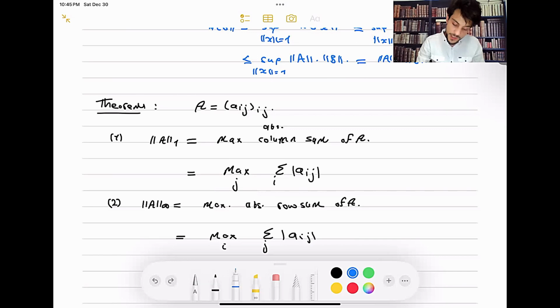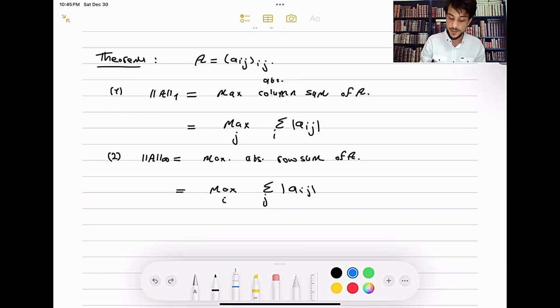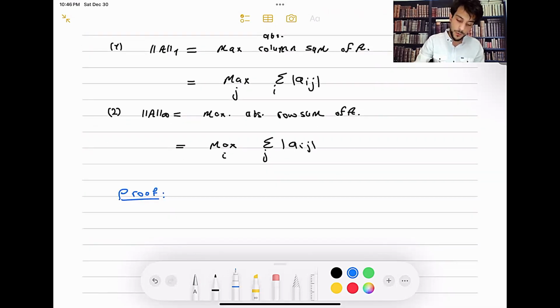So why is this important in the first place? Well, just imagine we've descended from calculating the supremum over infinitely many vectors to just summing the entries of the rows and the columns, and just taking the maximums of the sums, right? This is tremendously easier, right? So let us prove this theorem. The proof isn't that bad, so let us do the proof. And the proof goes as follows.